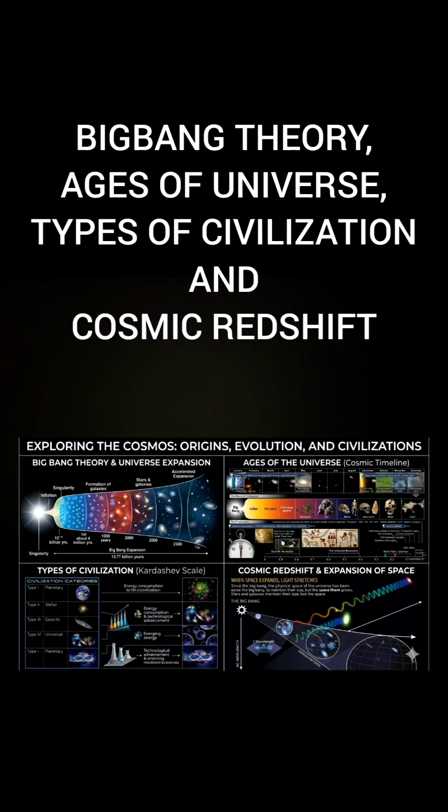Recombination, 380,000 years. Electrons finally bound to nuclei to form neutral atoms. The universe became transparent, and the first light traveled across space. This light is visible today as the cosmic microwave background, CMB.